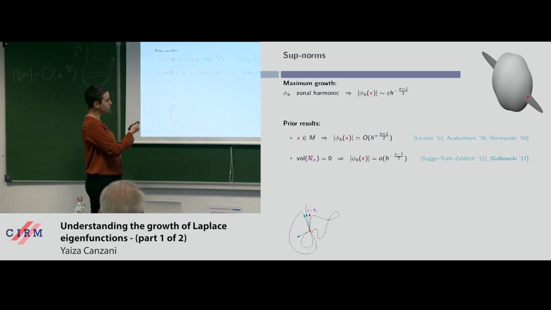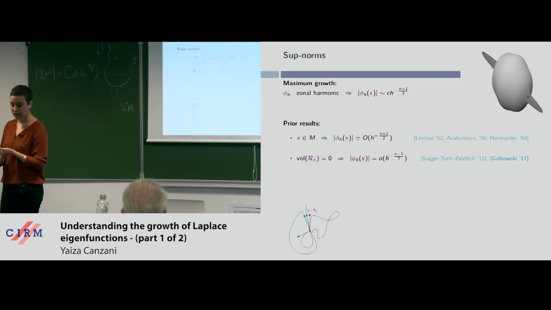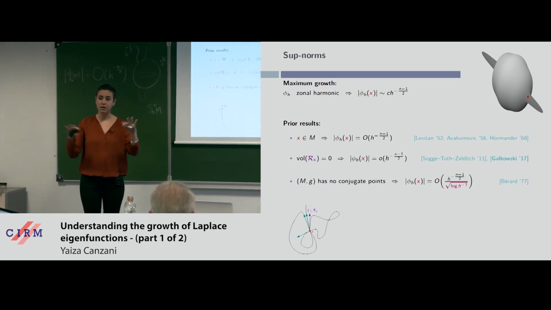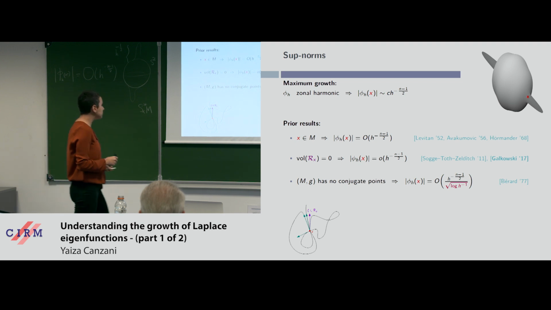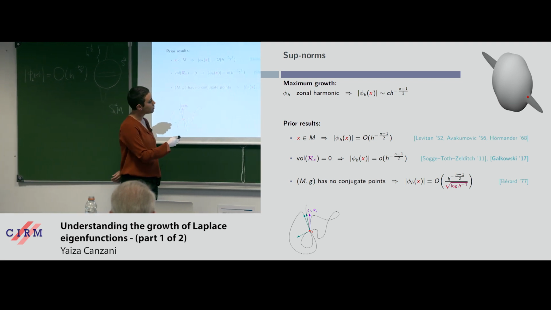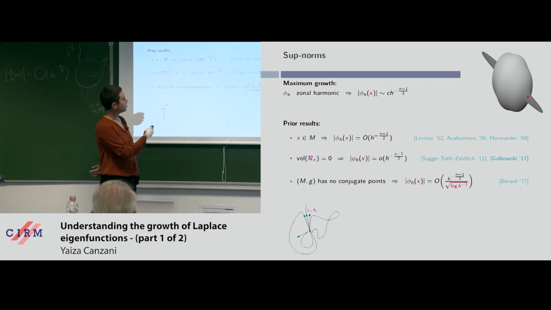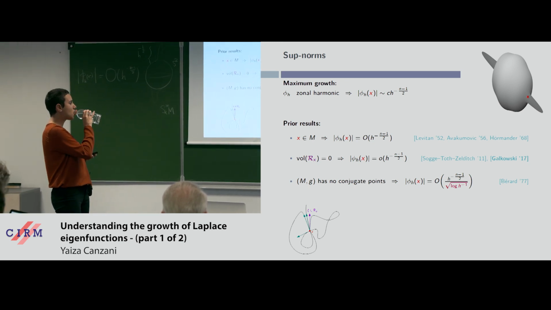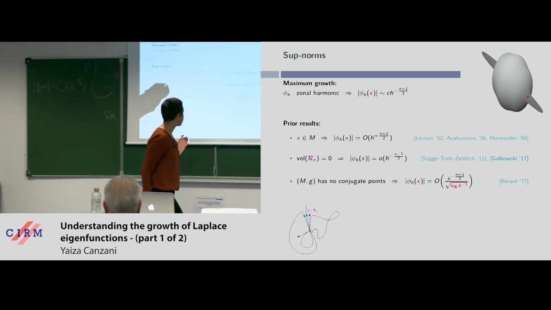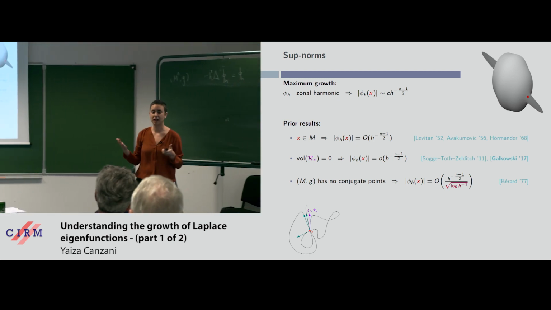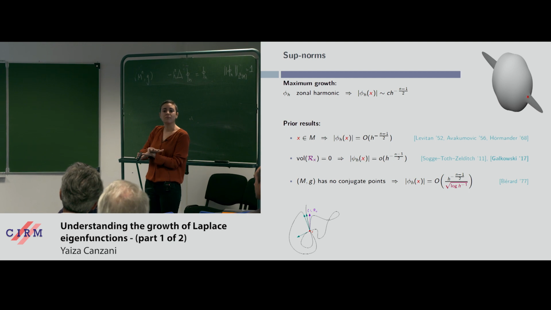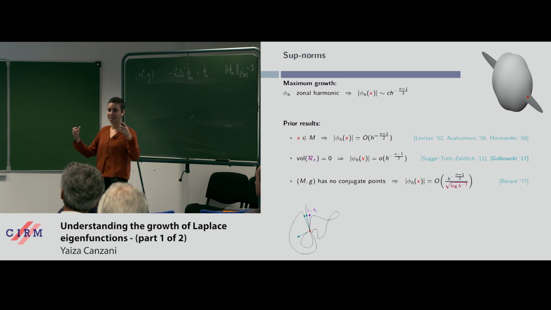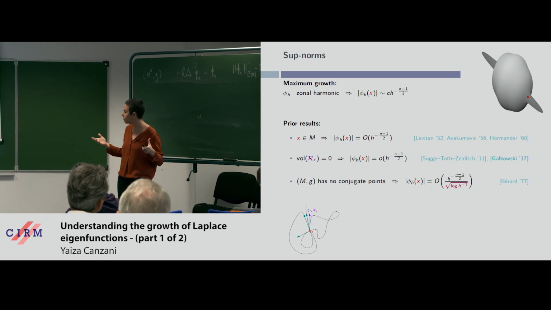So what happens if you want to get quantitative improvements on this? The most well-known result is due to Bérard, and it says that if the manifold has no conjugate points, then you can get a logarithmic improvement here in the denominator on this universal upper bound. And so usually, if you see any logarithmic improvement when you're working with eigenfunctions, what's happening is that they are working under the assumptions that the manifold has either no conjugate points or negative sectional curvature, which is a subset of the set of manifolds with no conjugate points.